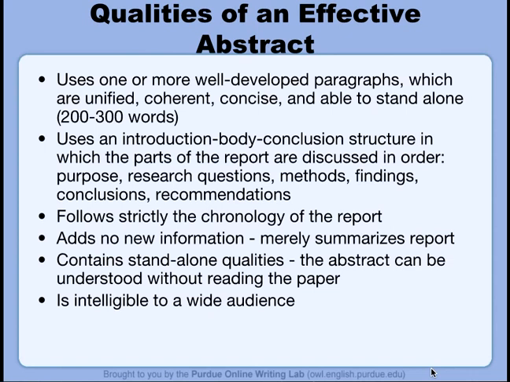Qualities of an effective abstract: it uses one or more well-developed paragraphs which are unified, coherent, concise, and able to stand alone. It's got to be between 200 and 300 words. Most of the time it's just one paragraph, but you could break it up into 2 paragraphs if you need to, or 3. It uses an introduction, body, conclusion structure, in which the parts of the report are discussed in order: the purpose, research questions, methods, findings, conclusions, recommendations.